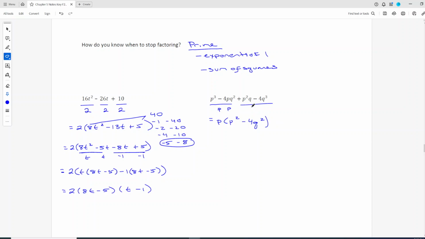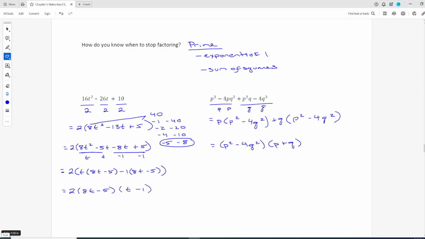Out of the second group, I can take a q out of here and a q out of here, so I'm going to put plus q. I'm left with p squared minus 4q squared. Again, I know I did grouping correctly because I've got this common binomial factor. So I'm going to take that factor out front. So p squared minus 4q squared. I'm left with p plus q.